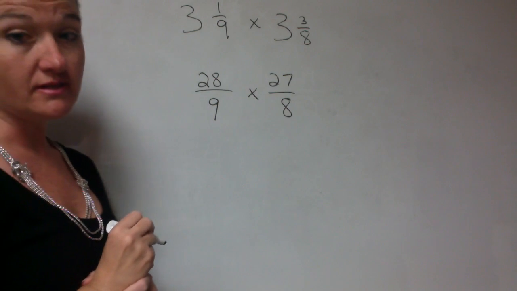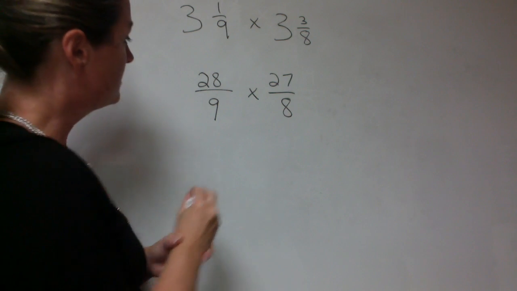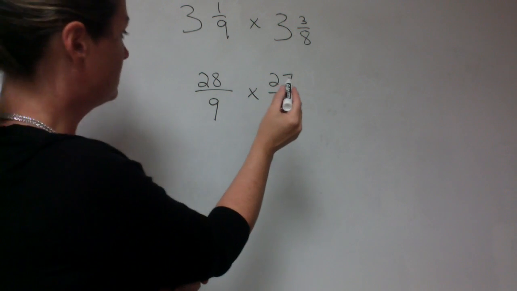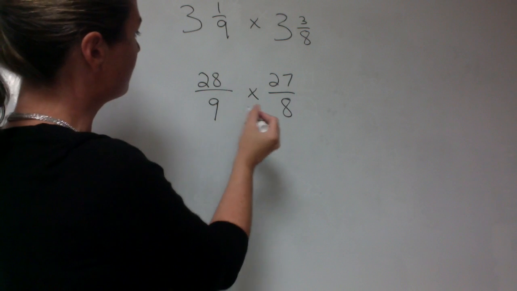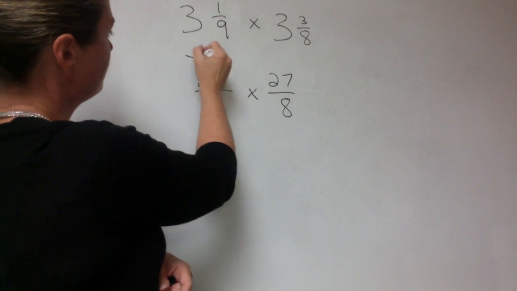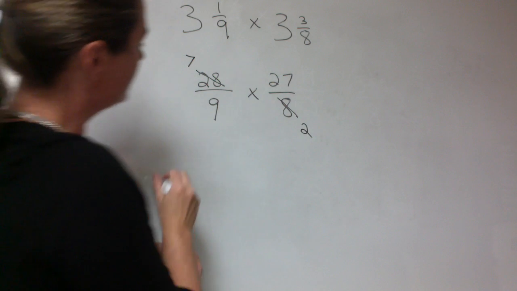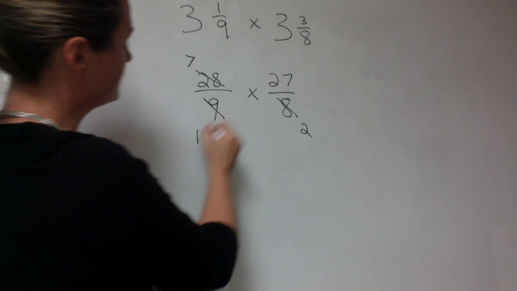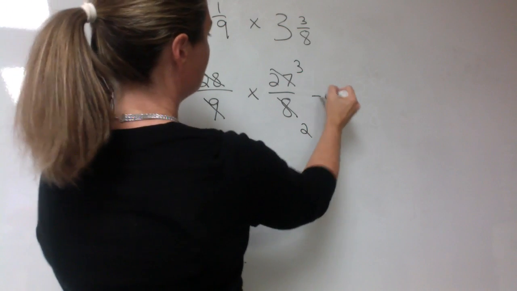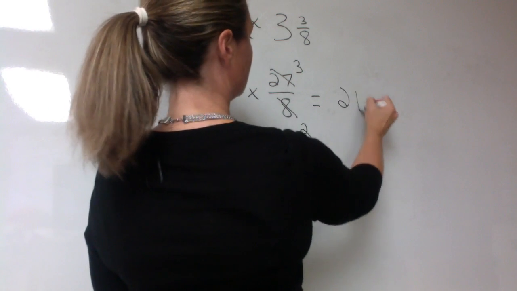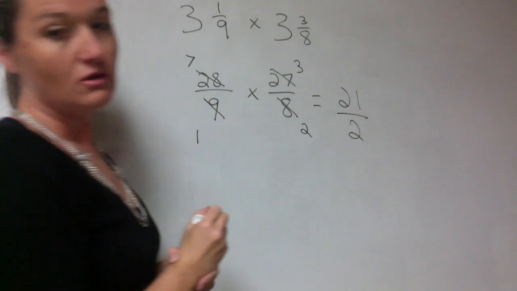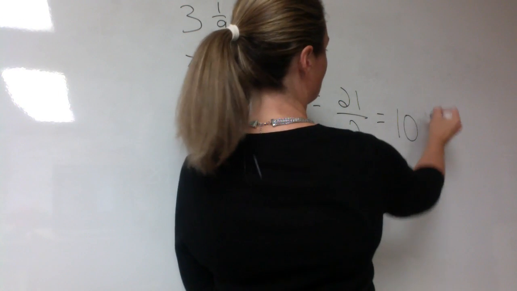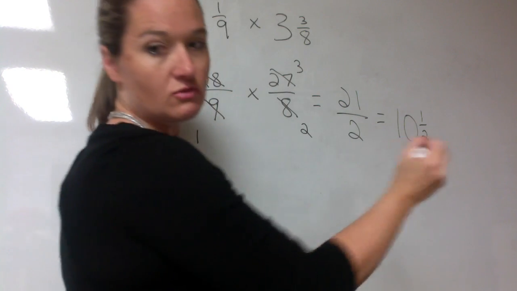Well, the good news is I do think we can simplify ahead of time on this one. 28 and 8, do they have any factors in common? Yeah, 2. Actually, I think 4. Yeah, we can divide them both by 4. 4 goes into 28 7 times. 4 goes into 8 2 times. Okay, 9 and 27. Do we have any factors in common? Yeah, 9. 9 goes into 9 1 time. 9 goes into 27 3 times. Okay, so now we have 21 over 2. Oh, that's so much easier. All right, so now 2 goes into 21 10 times with the remainder 1 over 2.